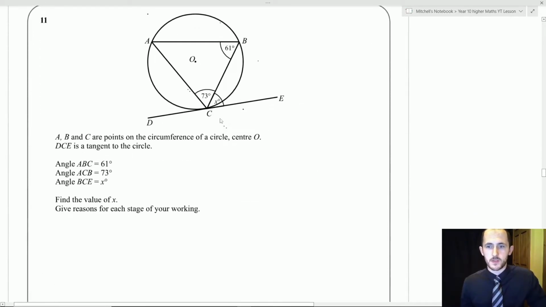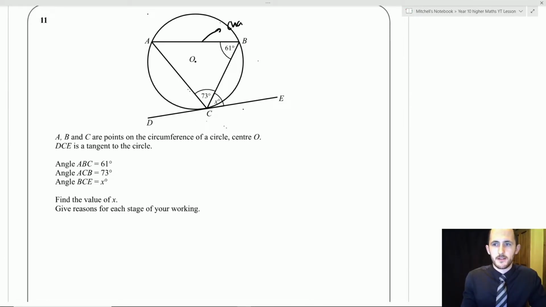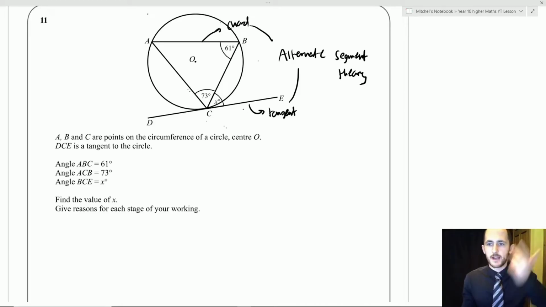So, what's the first thing? I'm not even going to read the question. That's a chord, right? That's a tangent. So before I even know what the question is, I'm thinking alternate segment theory. Do you see how quickly I saw that? Yeah? It's just wired into my brain. Okay? So that means this angle here is the same as this angle here. And this angle here is the same as that angle here, because it's opposites.